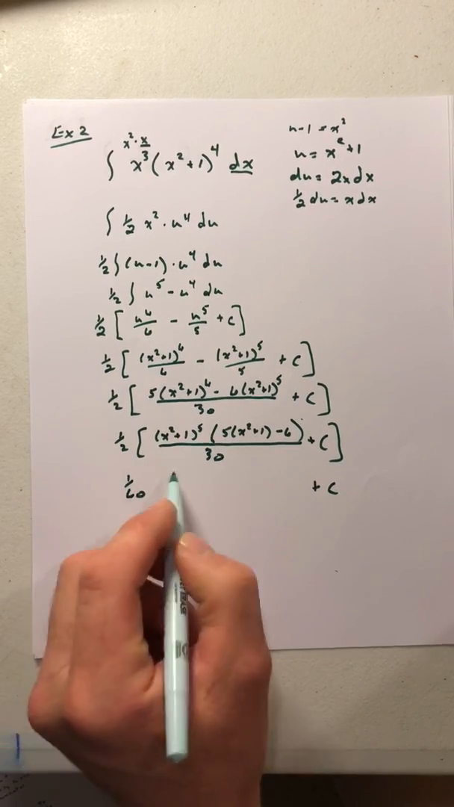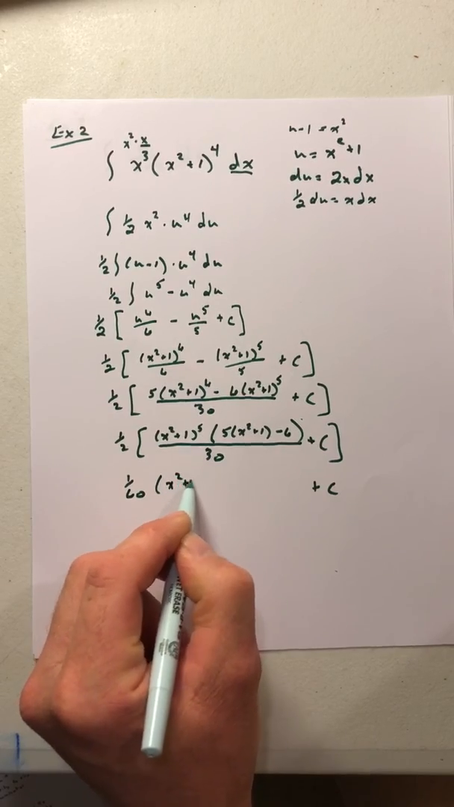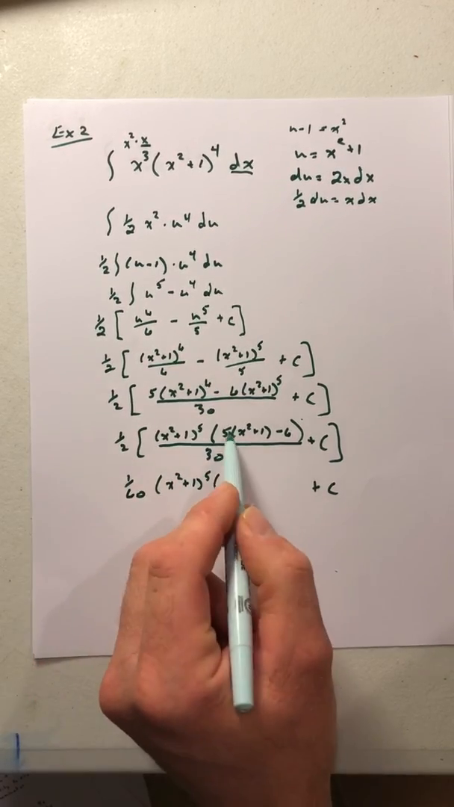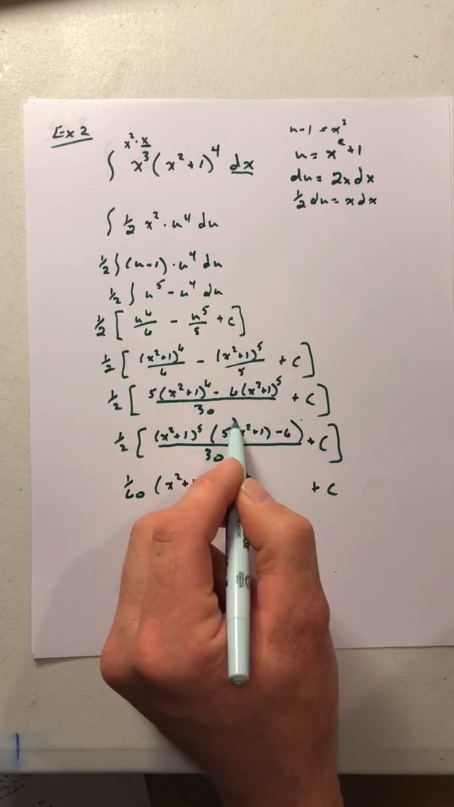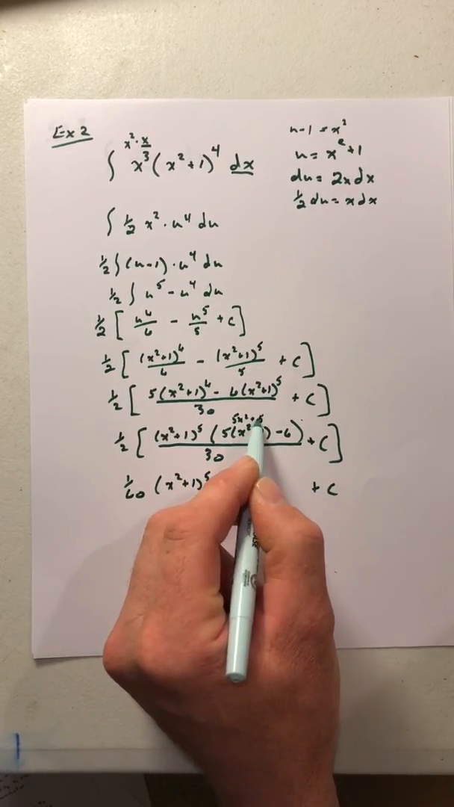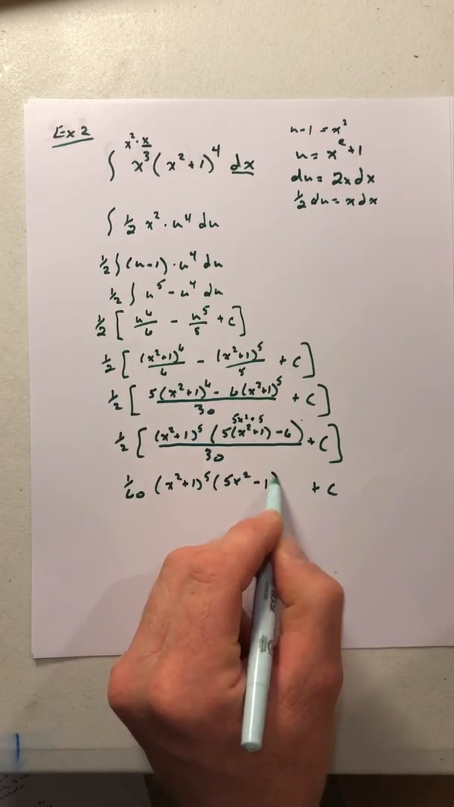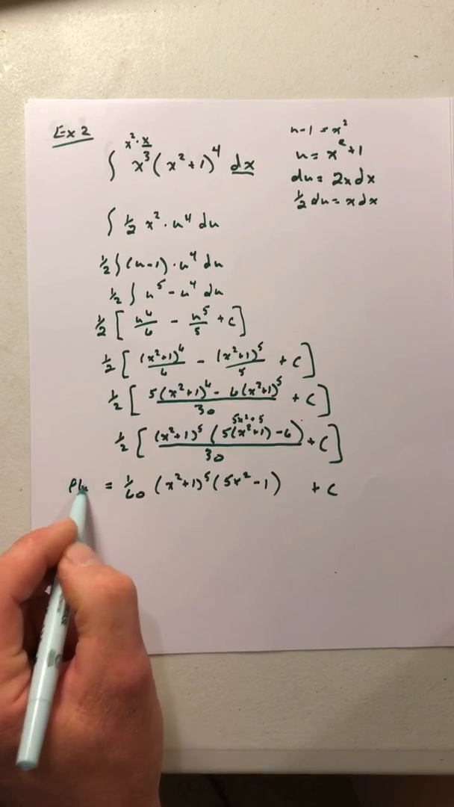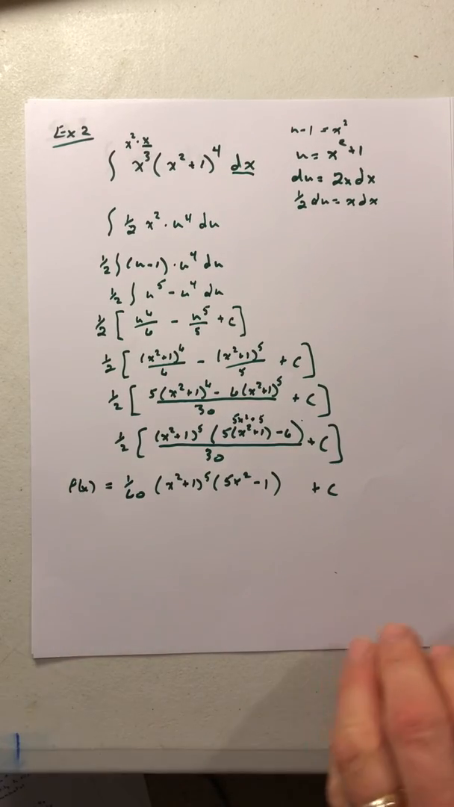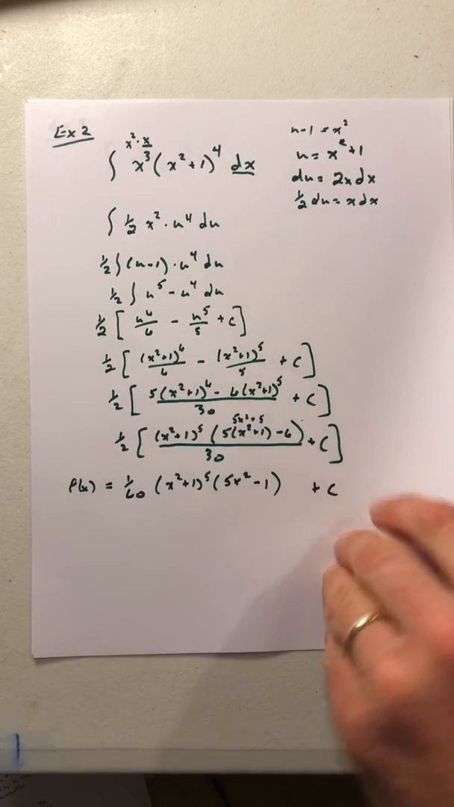So we get 1/60th of x squared plus 1 to the 5th times 5x squared. I'll multiply this 5 through, so I get the 5x squared plus 5. 5 minus 6 gives me minus 1. And that gives us our original function, f of x, in nice clean form. I have just a couple more examples.